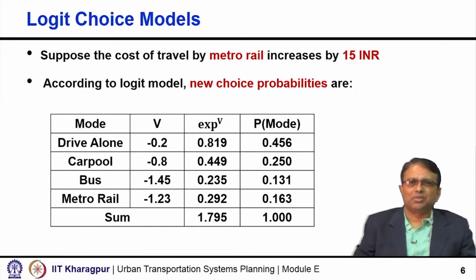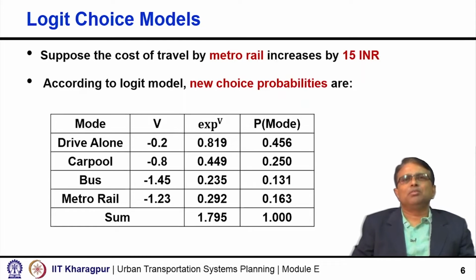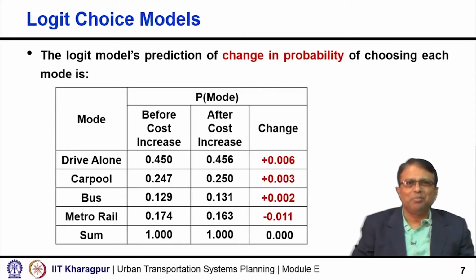The revised probabilities are shown here with an increase of metro fare by 15 rupees. Now, obviously, metro rail earlier the probability was 0.174. Now, it will further reduce, it becomes 0.163, quite logical because the metro fare has increased. So, utility has come down, disutility has become more, and therefore, the probability of using that metro rail has reduced. Up to this all fine, no issue, no problem.